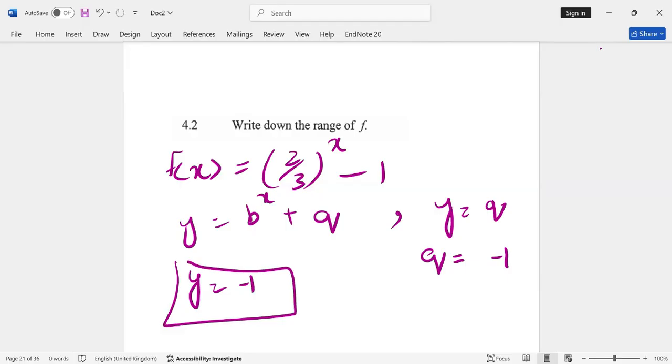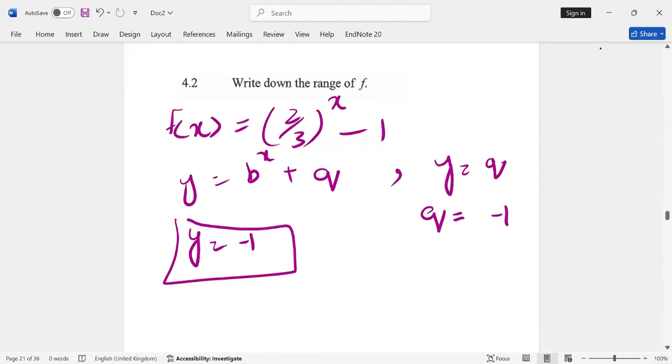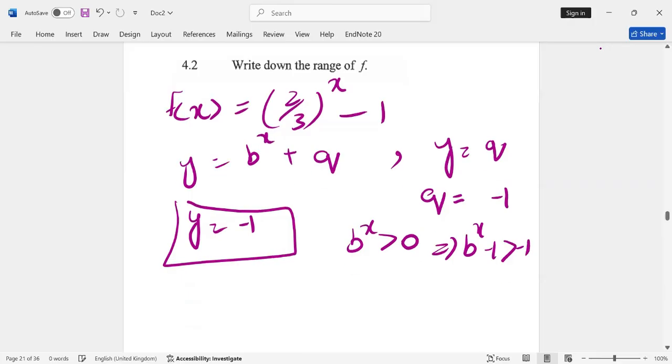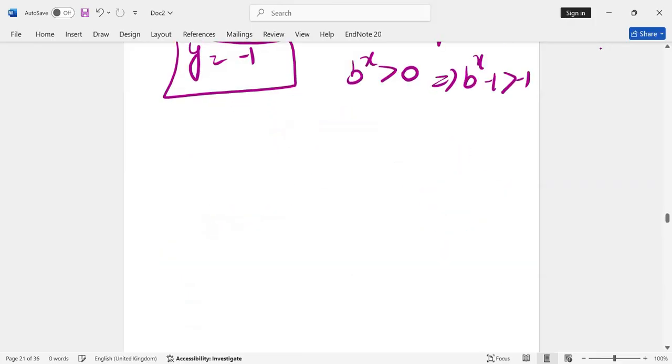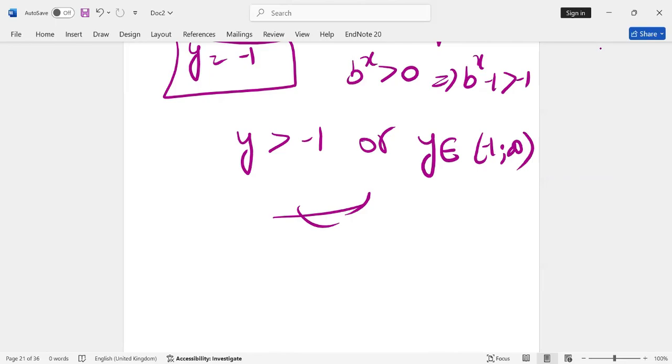Okay, so for an exponential function, b power of x is greater than 0. Therefore, if b power of x is greater than 0, then we can say that b power of x minus 1 is greater than minus 1. All right. So the answer for the range is y greater than minus 1, or we can say that y belongs to (minus 1, infinity). Okay, this is the required answer for this question.